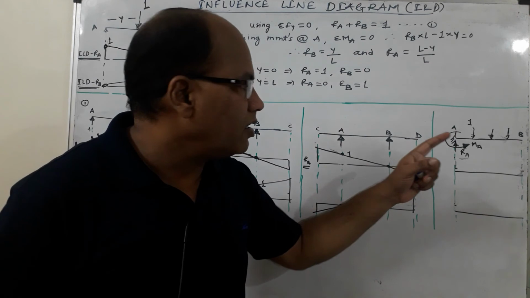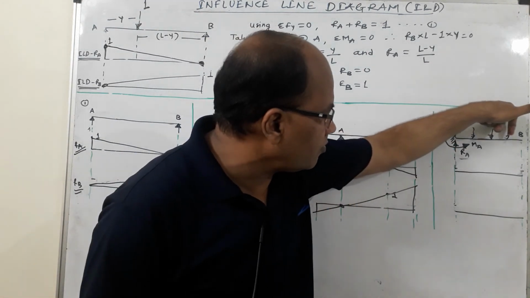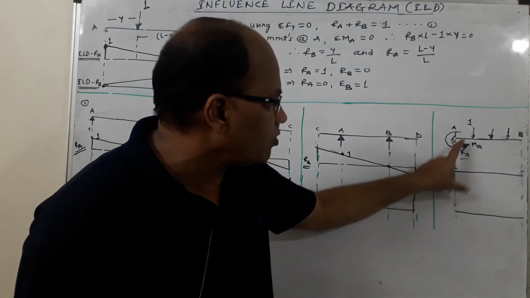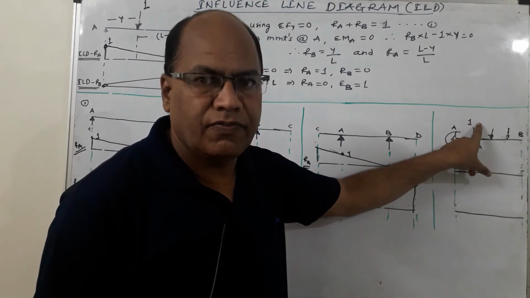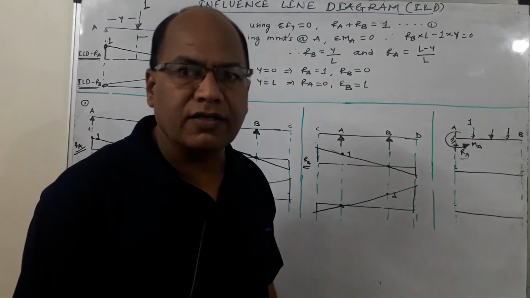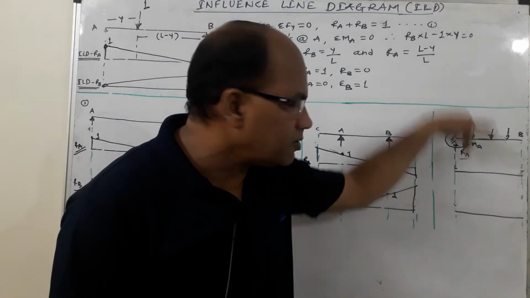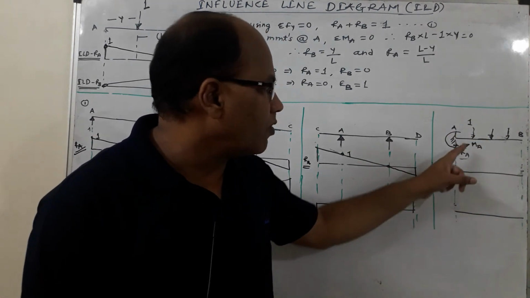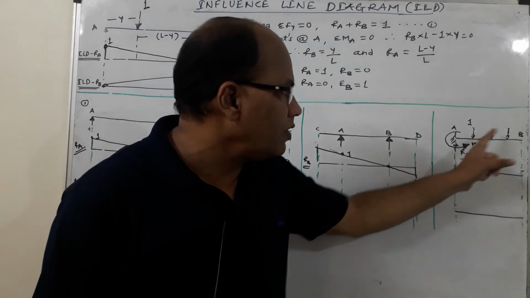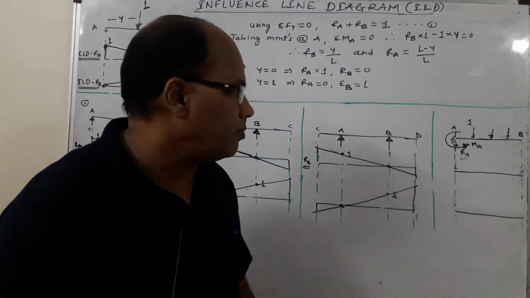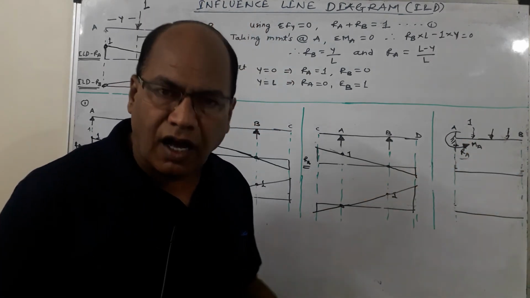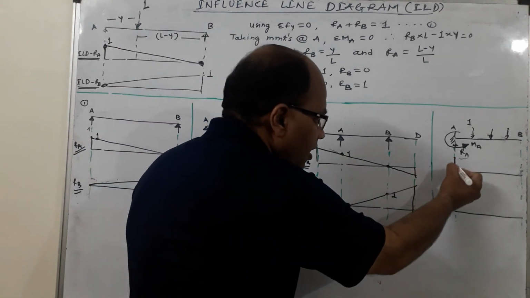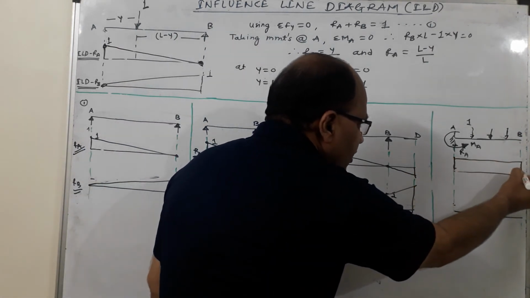Unit load can take any position, but whatever is the position of this unit load, Ra is going to be equal to that point load, because there is only one vertical reaction, and that vertical reaction must be equal to the downward load acting, which is the unit load. So for every position, for every section on the span of AB, Ra is equal to 1. As such, ILD for Ra is going to be a rectangle in this case.